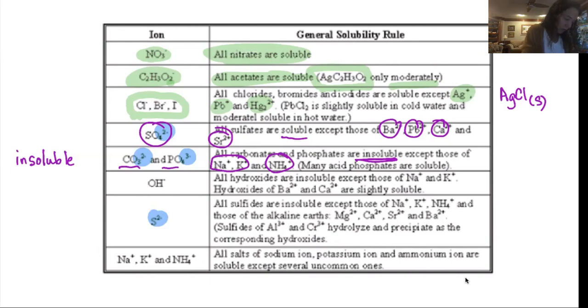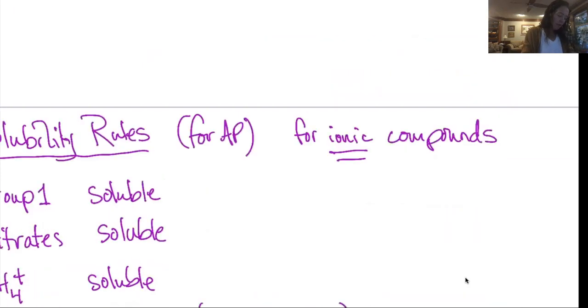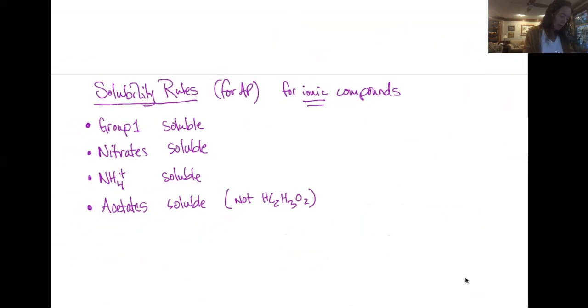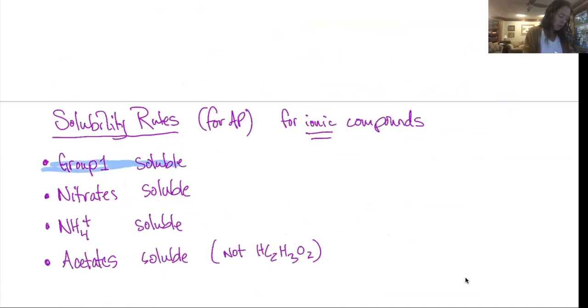Sulfides here tend to be insoluble as well, except for your group 1A, your ammoniums, and there are some alkaline earth metals in there. You don't need to worry about that. So what we have to memorize are the ones that don't have a lot of exceptions to them. All right, so you need to know that.